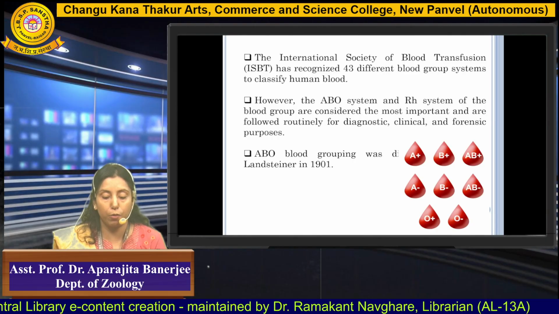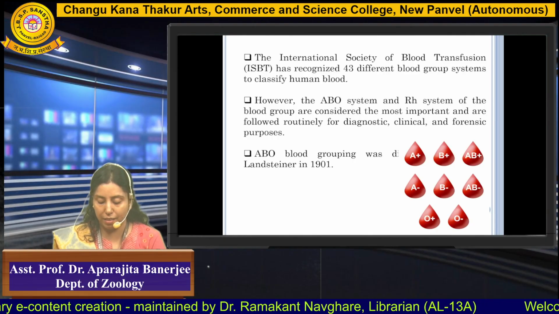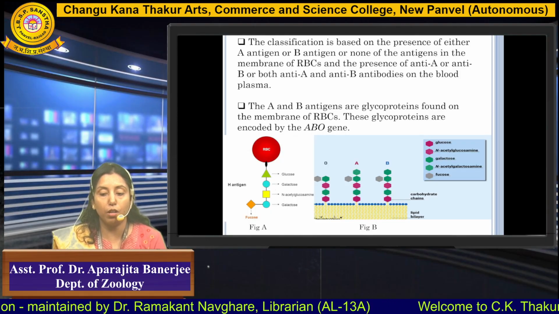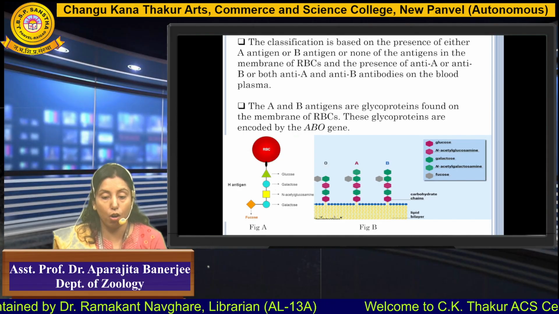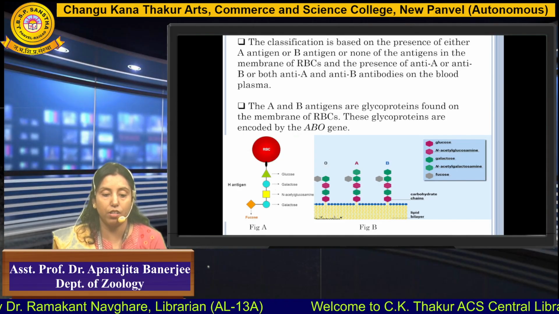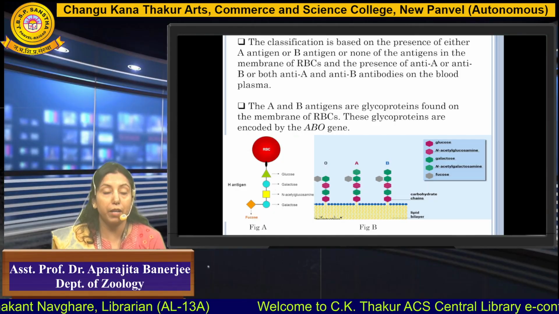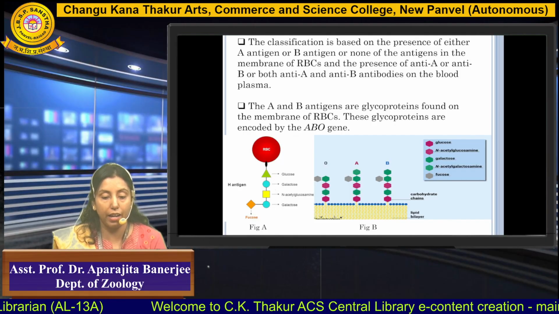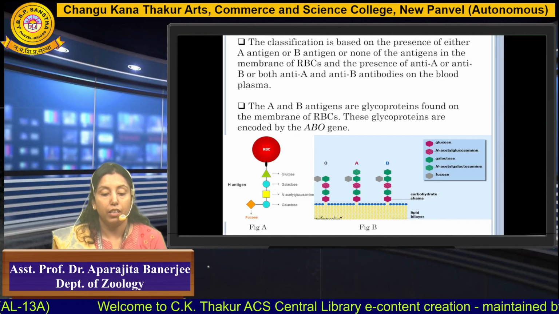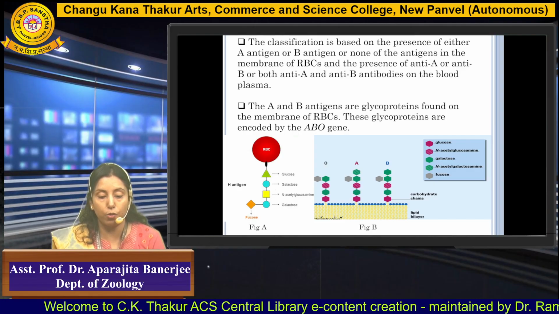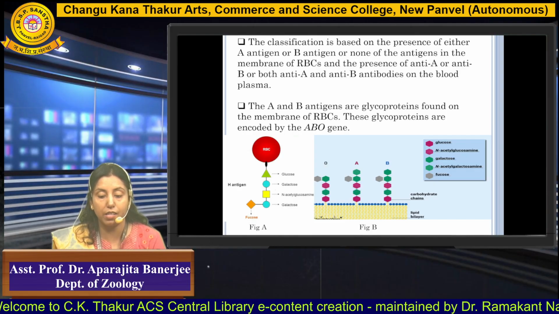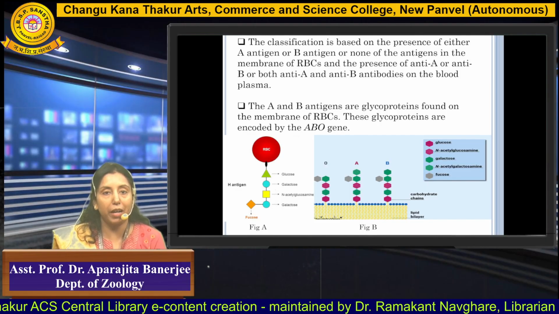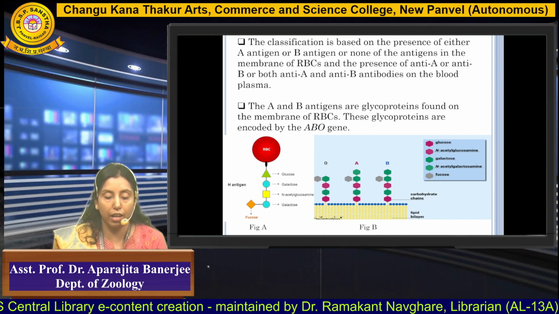This ABO blood grouping was discovered by Landsteiner in 1901. This classification is based on the presence of either A antigen or B antigen or none of the antigens in the membrane of RBCs, and the presence of anti-A or anti-B or both anti-A and anti-B in the blood plasma. The A and B antigens are glycoproteins which are found on the membrane of RBCs. These glycoproteins are encoded by the ABO gene. Now to get a better picture of this, let's refer to the diagram which is shown here.